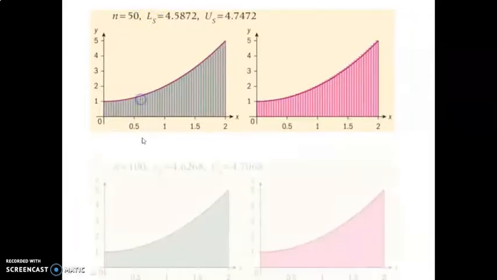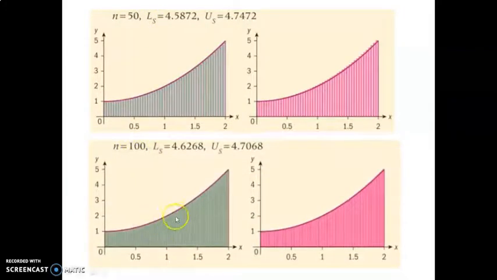Now we've brought it up to 100 rectangles. Now you can barely see them below and barely see them sticking up. The two areas are very close now. The lower area is 4.62, upper is 4.70, very close to each other. The real area is somewhere in between.